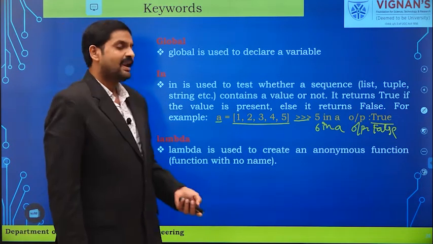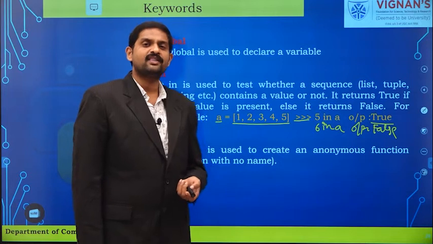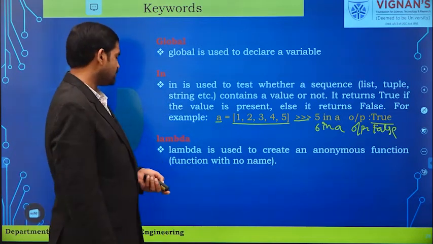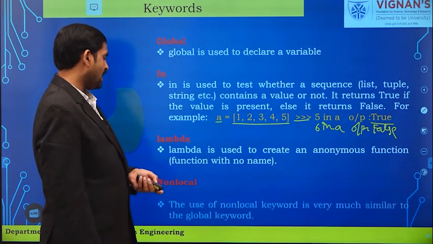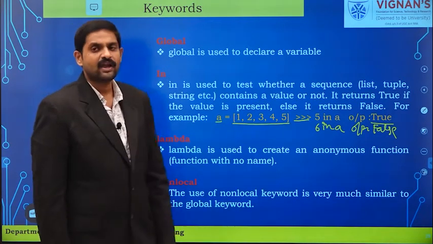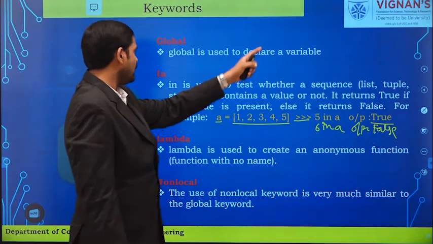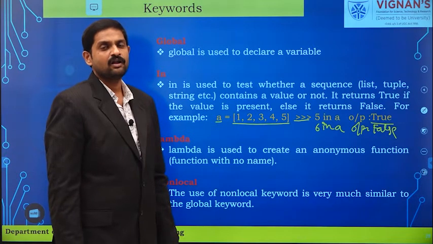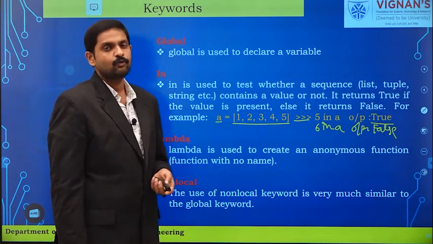Lambda. Lambda is used to create anonymous functions, nothing but no-name functions. And nonlocal, the nonlocal keyword is very much similar to the global keyword. So with this, all 33 keywords are over.